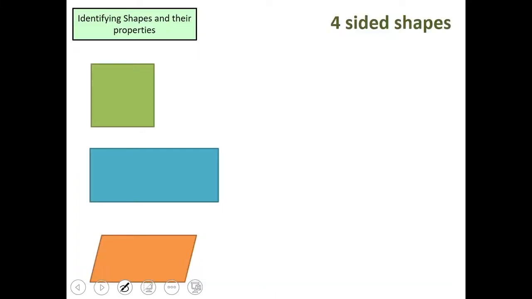Right, so in the first slide we're going to be looking at four-sided shapes. What do I mean by side? That is one side. That's another side, that's a third side, and that's a fourth. Like so, that is one side, that's the second, third, and fourth. Any line on the shape will be defined as a side.